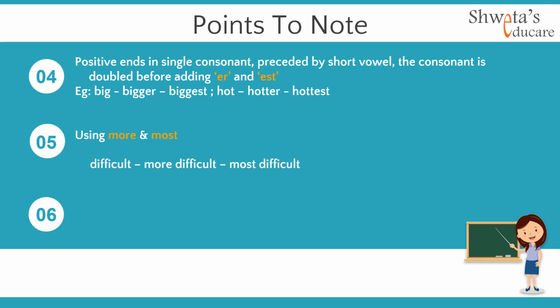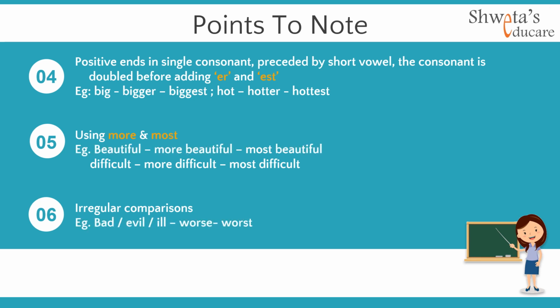Point number 6, irregular comparison. What do you understand by this? Well, there are some words which you cannot change or you cannot add more or most. What to do then? Well, in that case, let's take an example. Bad, evil or ill. If there is any word among these three, you need to change it to worse in comparative and worst in superlative. Similarly, good or well in your question, then you need to change it to better, best. I hope I am clear.